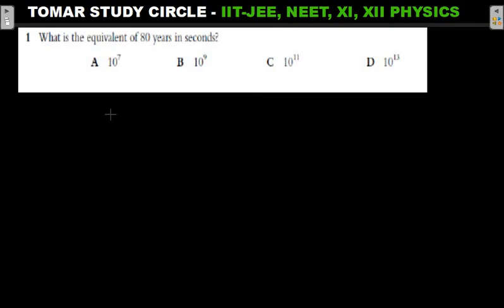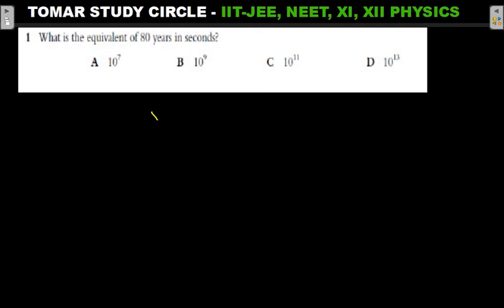To solve this question, we can convert years into days, then days into hours, then hours into minutes, and finally minutes into seconds. So let us start the question. Here it is given that 18 years is the time we have to convert into seconds.